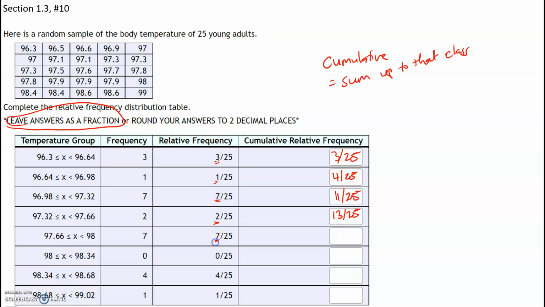The next class is 7 plus 2 is 9, plus 7 is 16, plus 1 is 17, plus 3, that'll be 20 out of 25. And then so on and so forth. The next one is 0, so that'll just remain as 20 over 25. The next one is 4, and that'll be 24 out of 25. The next one is 1, so 24 plus 1, that'll be 25 out of 25. And that's it.